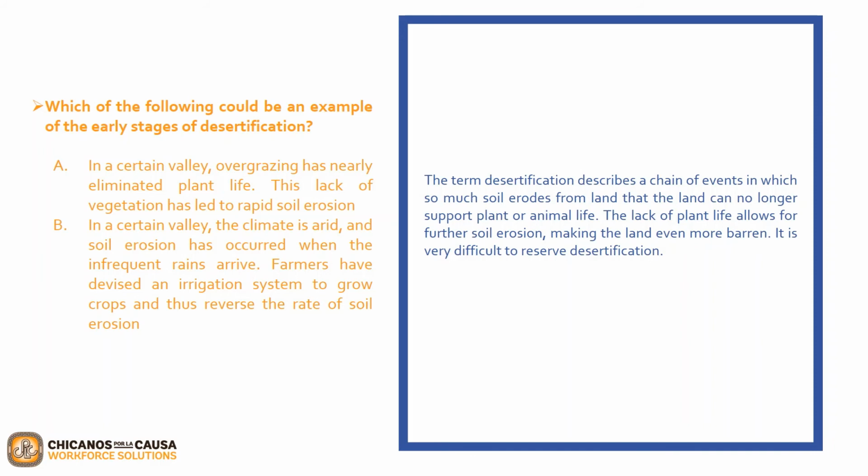So we have two provided options for our given question above. Which of the following could be an example of the early stages of desertification? Is it A, in a certain valley, overgrazing has nearly eliminated plant life. This lack of vegetation has led to rapid soil erosion. Or B, in a certain valley, the climate is arid and soil erosion has occurred when the infrequent rains arrive. Farmers have devised an irrigation system to grow crops and thus reverse the rate of soil erosion.